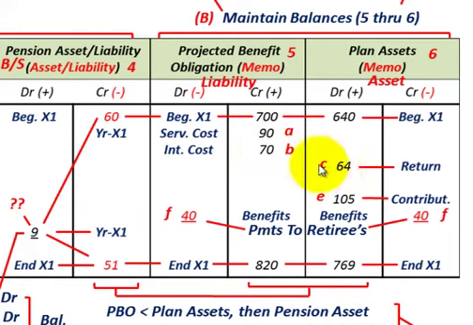And then thirdly, the return. That was that return on investment. Now that goes against our plan assets. So we would debit that here, and that's an asset account. We would debit it or increase it here for $64,000. Now remember, pension expense was reduced by $64,000. The plan assets here would be increased by $64,000.